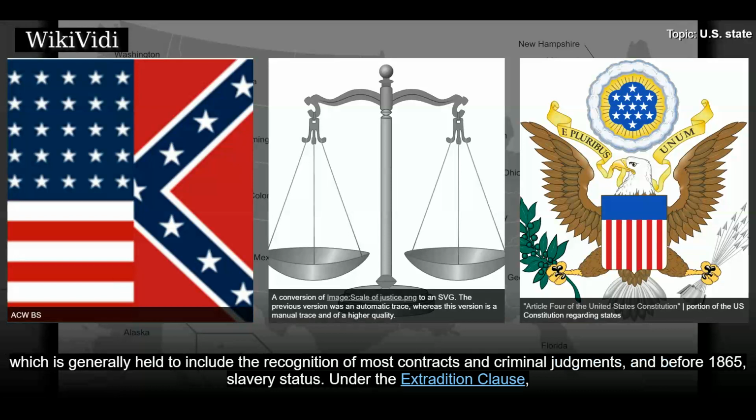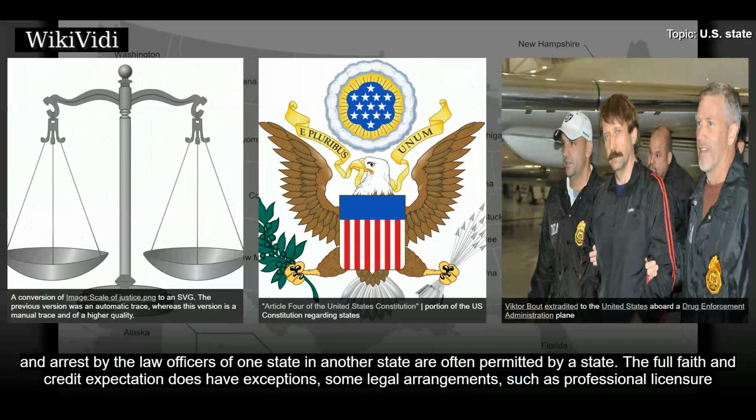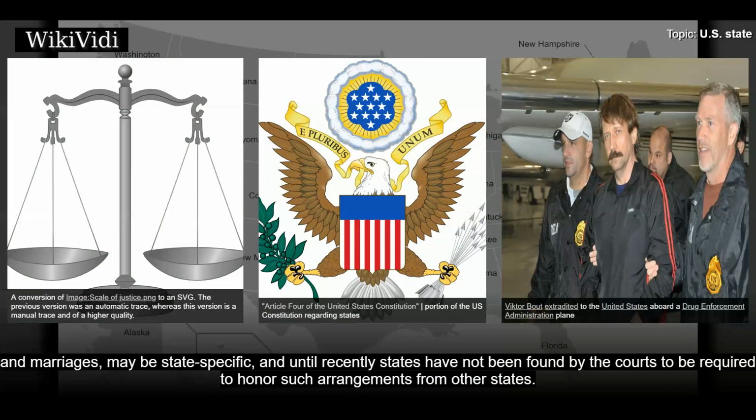Under the extradition clause, a state must extradite people located there who have fled charges of treason, felony, or other crimes in another state if the other state so demands. The principle of hot pursuit of a presumed felon and arrest by the law officers of one state in another state are often permitted by a state. The full faith and credit expectation does have exceptions. Some arrangements, such as professional licensure and marriages, may be state-specific, and until recently states have not been found by the courts to be required to honor such arrangements from other states.